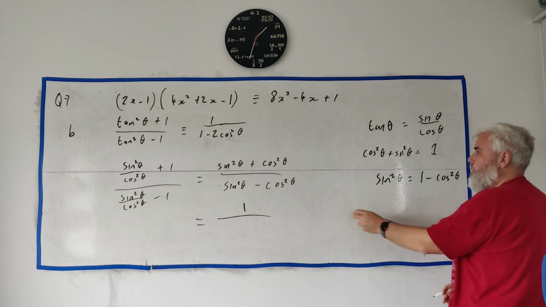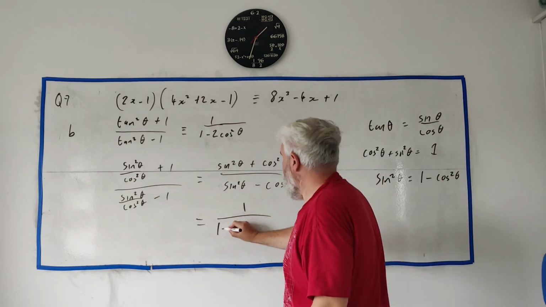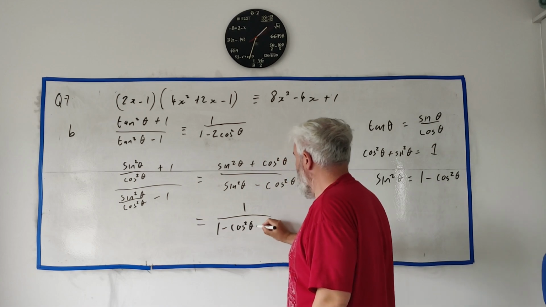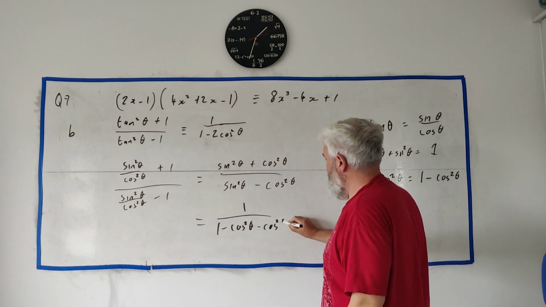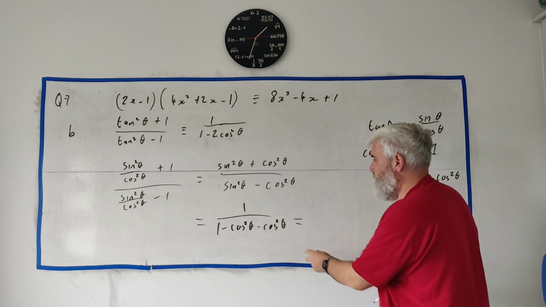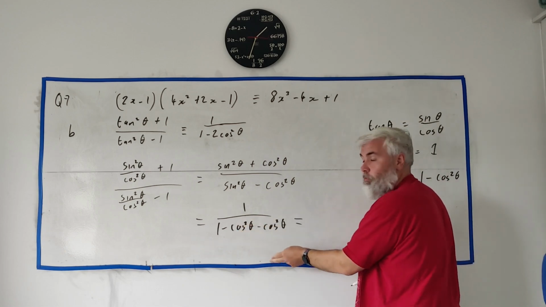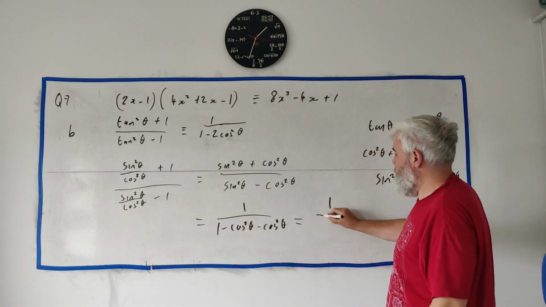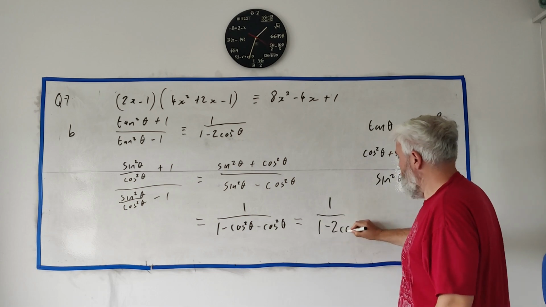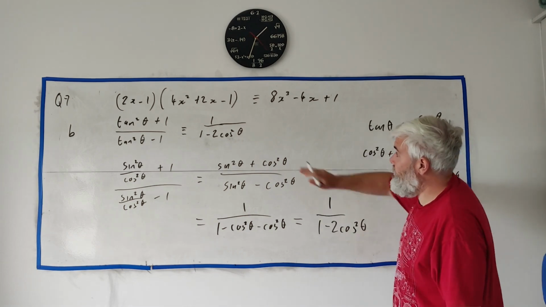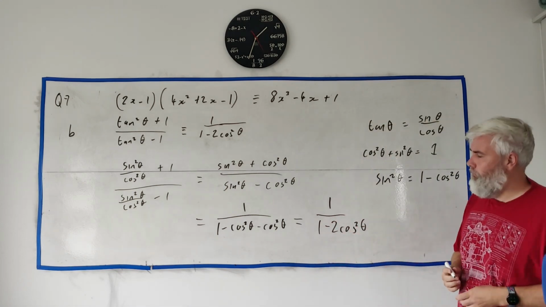So the bottom row becomes 1 minus cosine squared minus another cosine squared, and we'll continue this one last row here. Minus cosine squared minus another one just becomes 1 minus 2 cosine squared, which is where we were going for there.